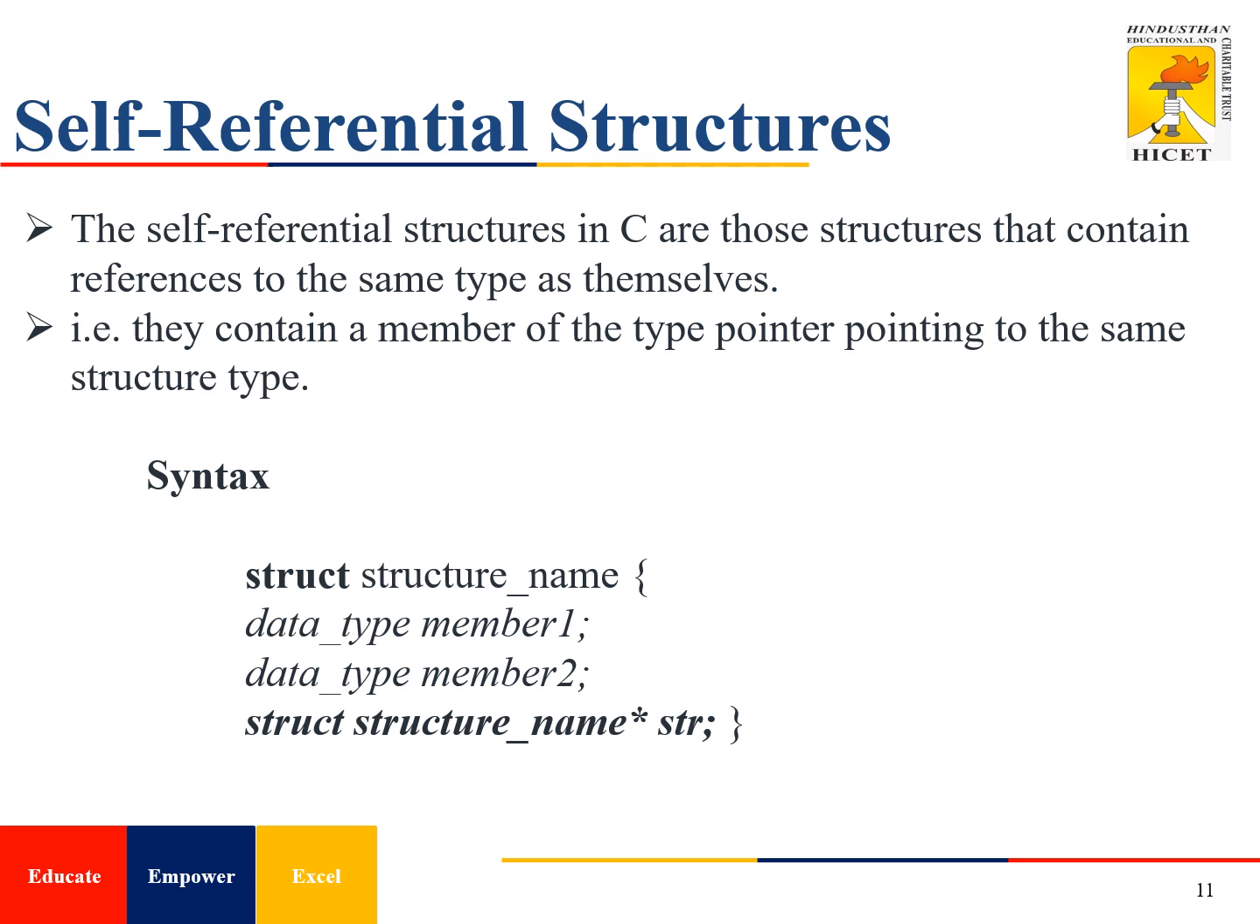The last topic in structures is the self-referential structure. Self-referential structures in C are those structures that contain a reference to the same type as themselves. That is, the structure references its own structure name. It is called a self-referential structure. That is, they contain a member of a pointer type pointing to the same structure type. I have a structure, and that structure contains a member which has a reference to the same structure. It is called a self-referential structure.